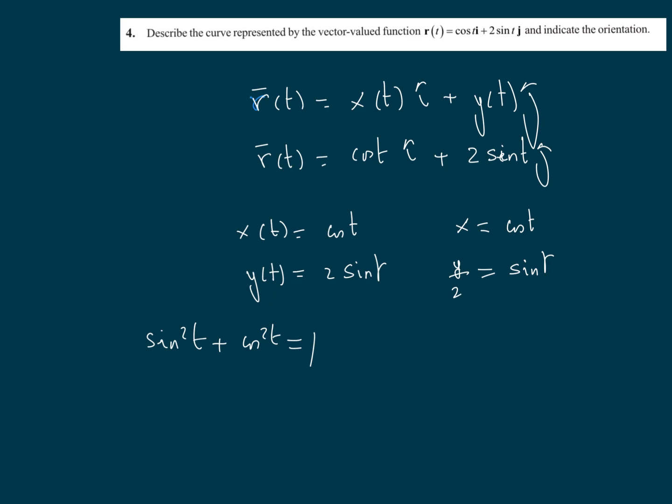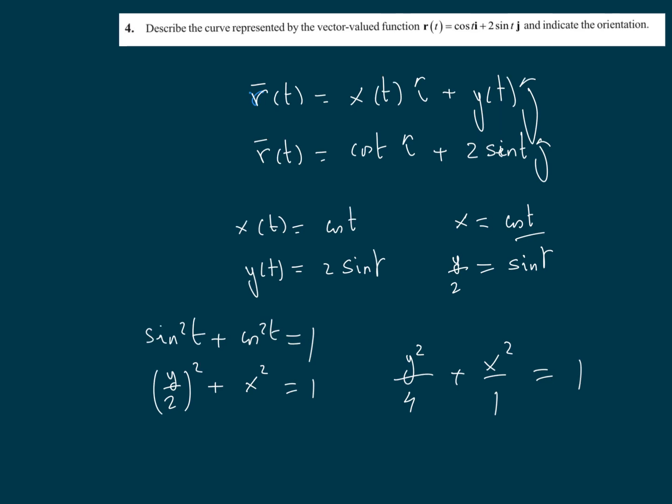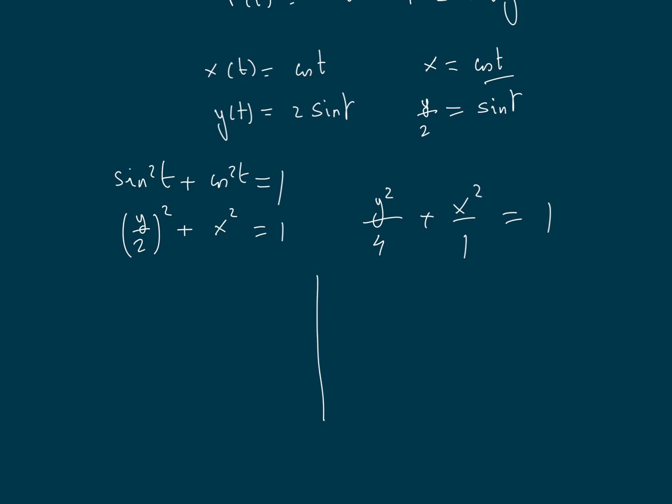This is Pythagoras' theorem. What is sine of t? Sine square of t is y divided by 2, squared. What is cosine of t? It is x. What is cosine square of t? x square. So I have the equation y squared divided by 4 plus x squared divided by 1 equal 1. And this is the equation of an ellipse. The ellipse has a semi-axis in the y direction that is 4, and in the x direction is 1, so the ellipse can be represented like this. In the x it is 1, minus 1, 4, minus 4, and the ellipse should be something like this.